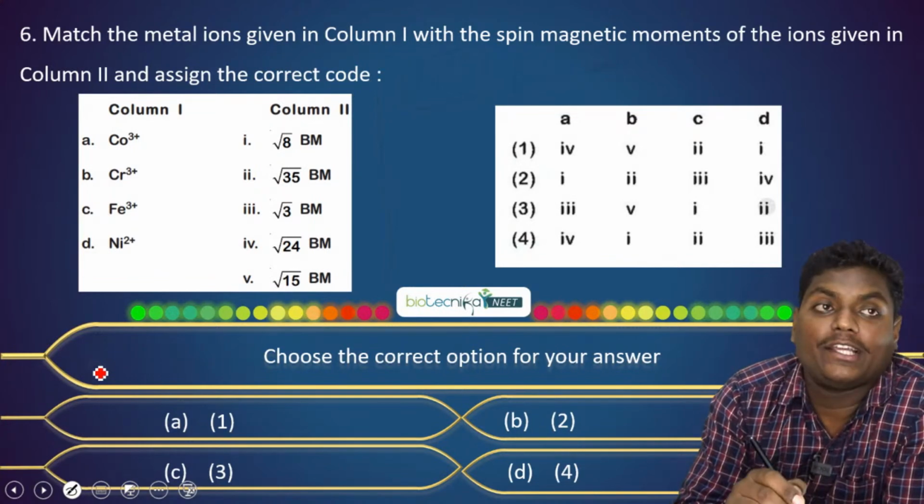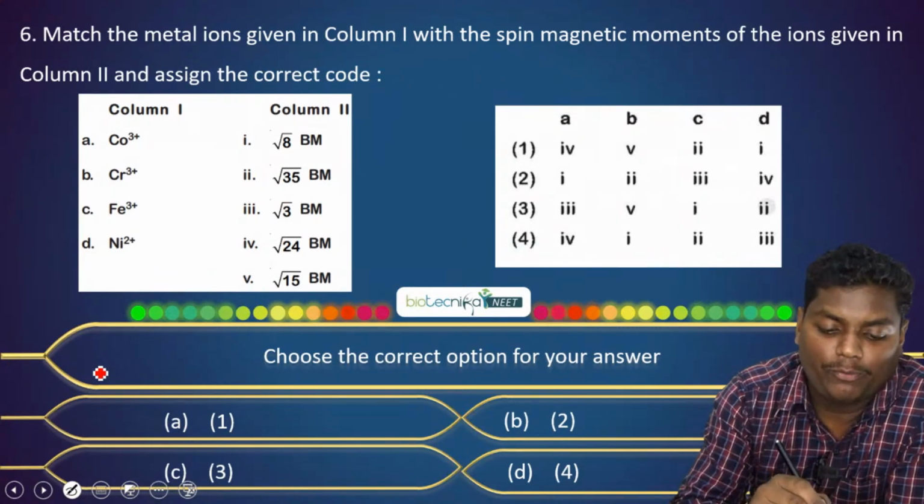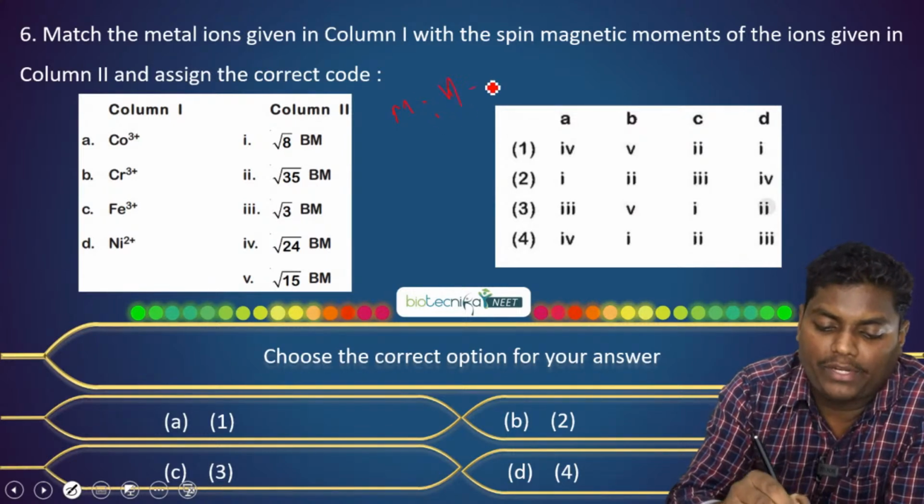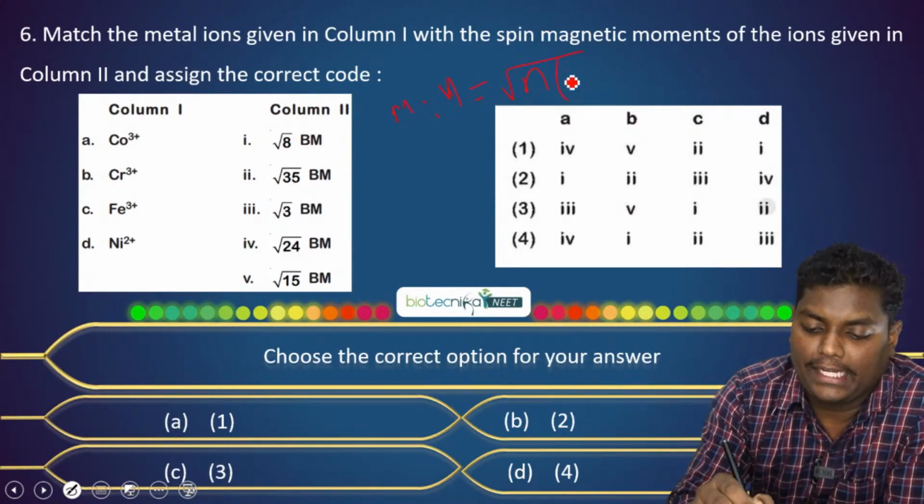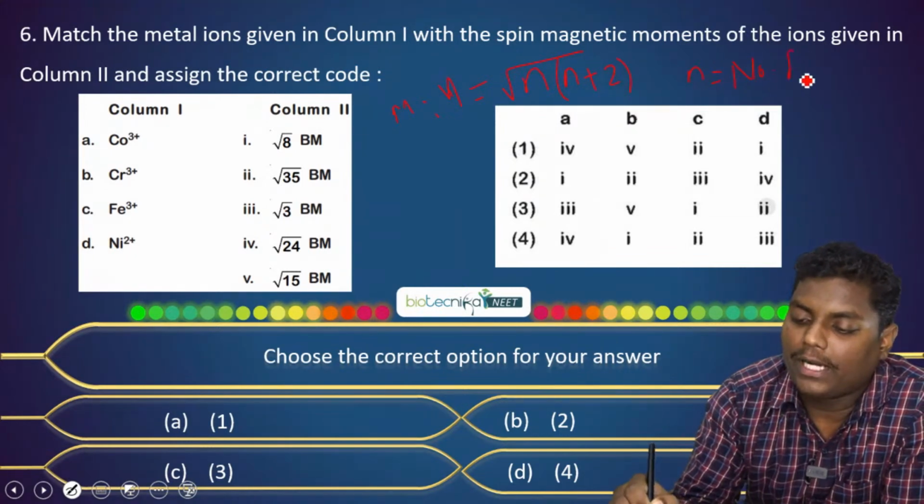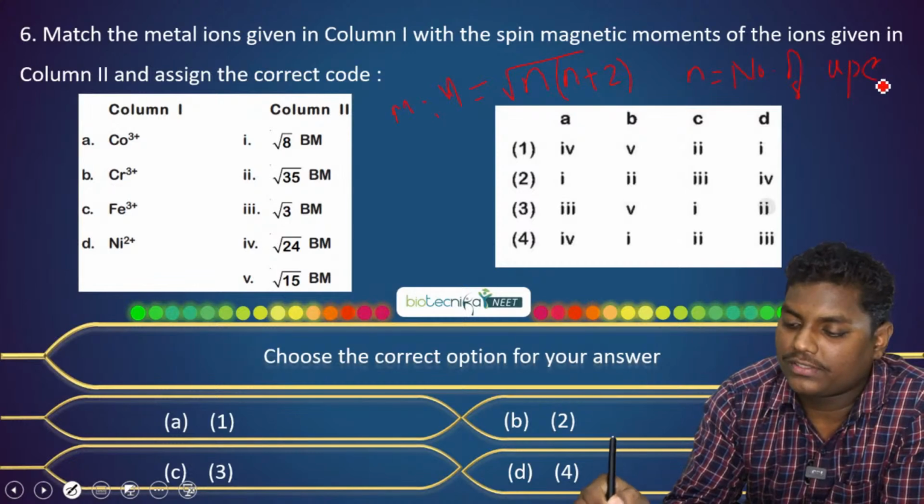So I can give you a hint. The formula for magnetic moment, I'm representing it as mm, is root over n into n plus 2, where n is the number of unpaired electrons.